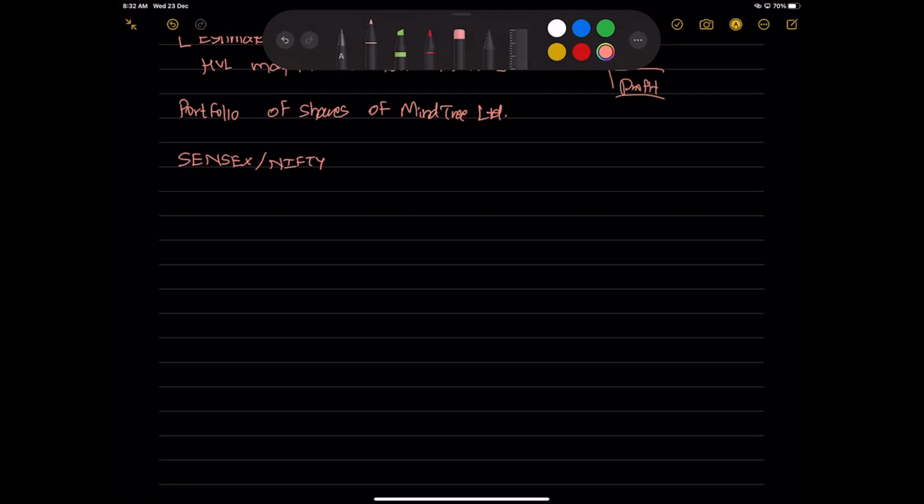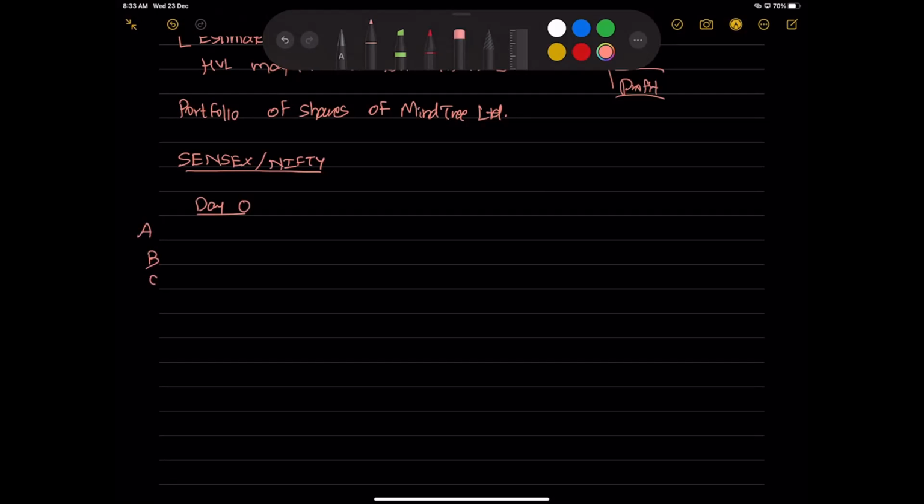So how is a typical index constructed? Let's take an example with just 3 companies. If I create an index of 3 companies, how will it be formed? Suppose there are 3 companies. We are on day 0. On day 0 there are 3 companies which are listed: A, B and C.